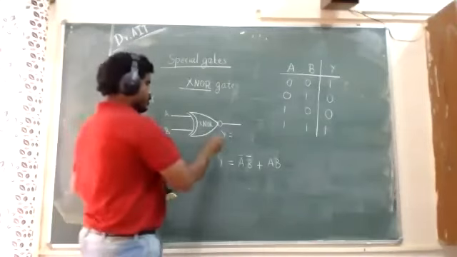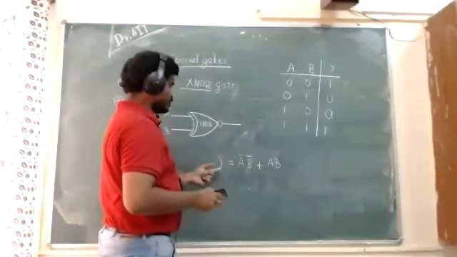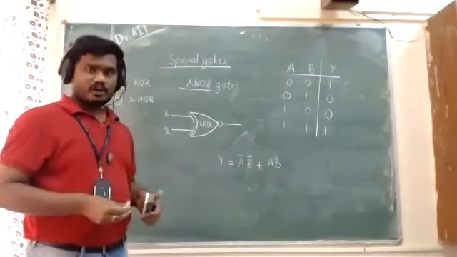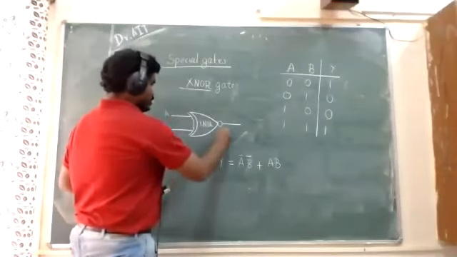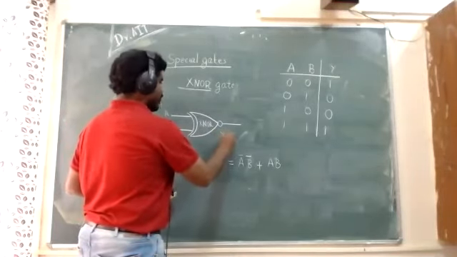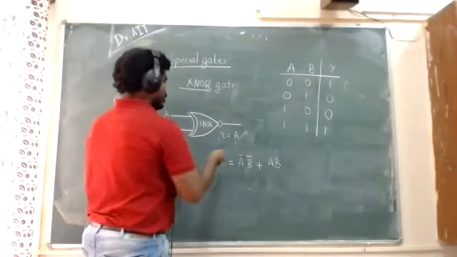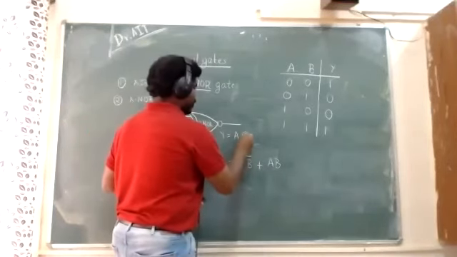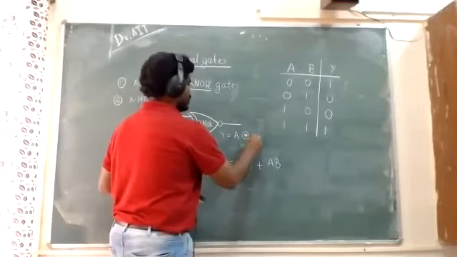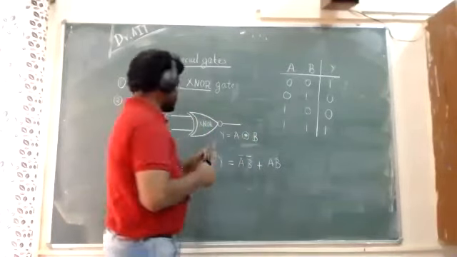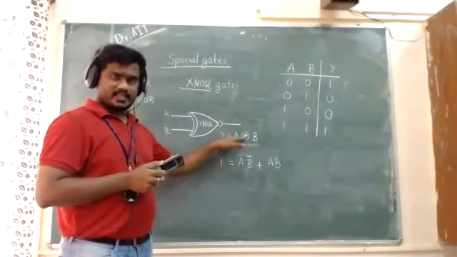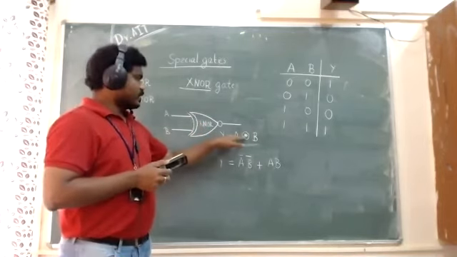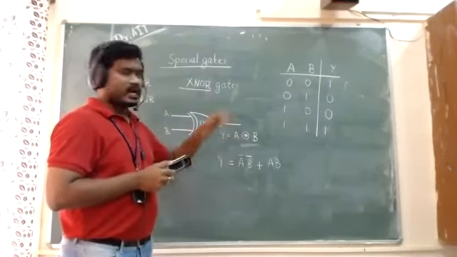And therefore, the output expression is Y equals A bar B bar plus AB, which is the expression for the XNOR gate. The symbol for the XNOR gate is like this: Y equals A, then a circle with one dot within it, and then B. To represent the XOR gate, within the circle you put a plus. To represent the XNOR gate, within the circle you put one dot.